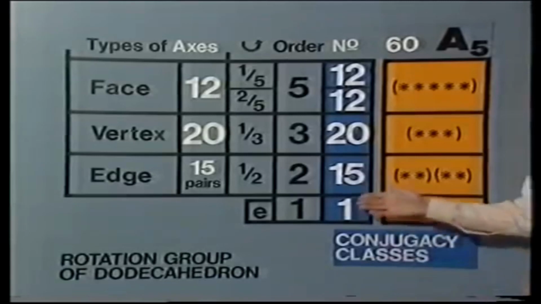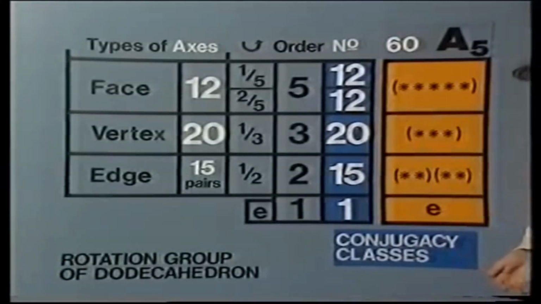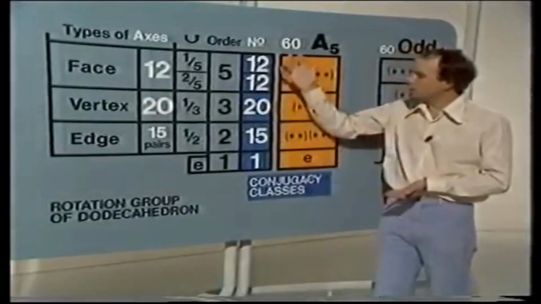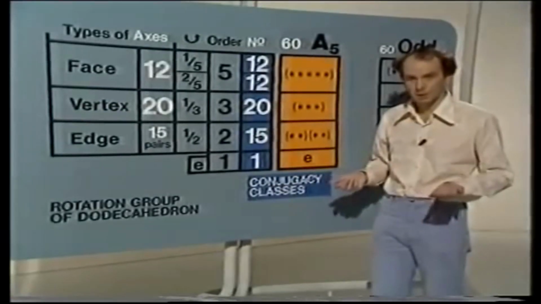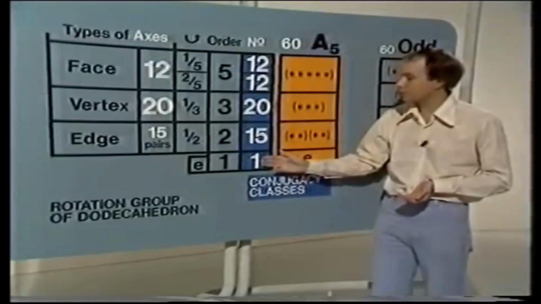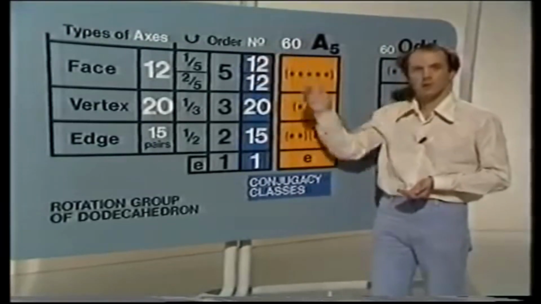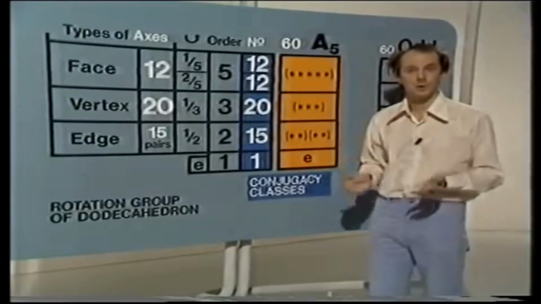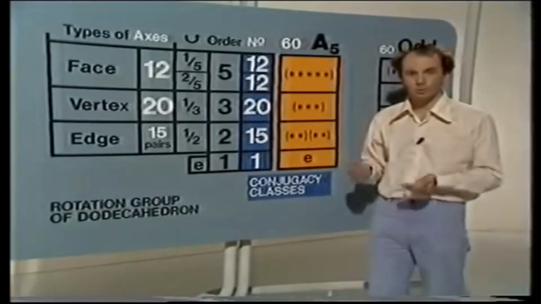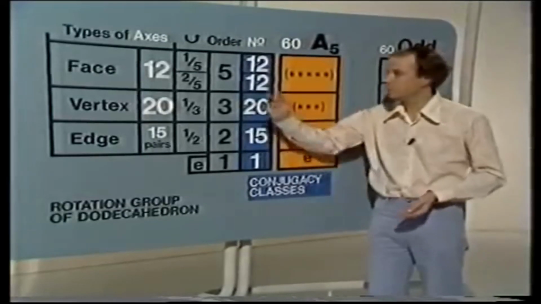For example, 1 plus 20 plus 12 is 33. So, no union of conjugacy classes has a number of elements which divides 60, except for the identity element and the whole group. So these two are the only normal subgroups of A5. A5 is simple, an important group theoretic result derived geometrically.